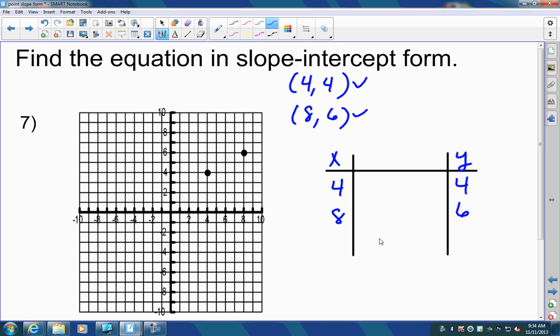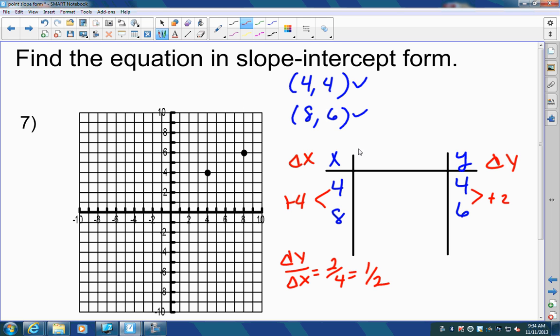Now, to find the equation from the table, delta y, the change in y, is plus 2. Delta x, the change in x, is plus 4. Delta y divided by delta x, 2 over 4, you reduce it, that's 1/2. There is your slope. That's your m. And in a table, remember, we've got m, the slope, times x, plus or minus b, the y-intercept.